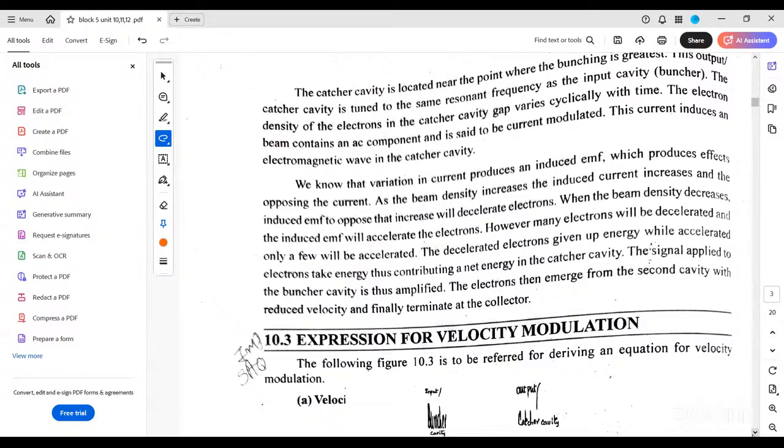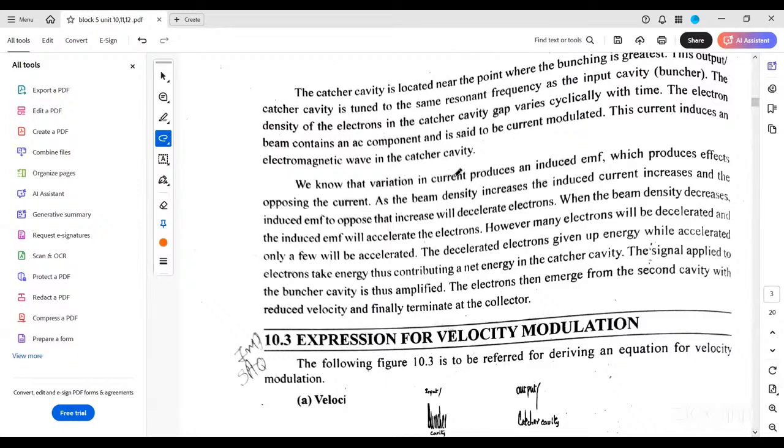Electrons are deaccelerating. Second point: if density decreases, current decreases, and electromotive force increases. What about the electrons? Electron acceleration increases. These two points are explained in this last paragraph.